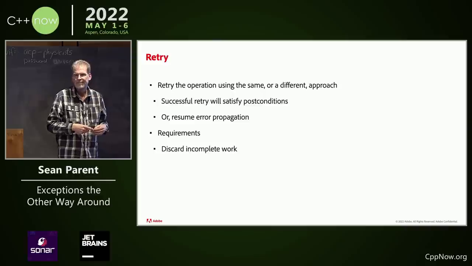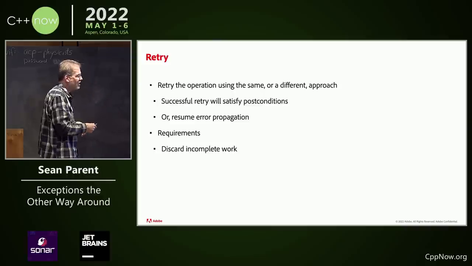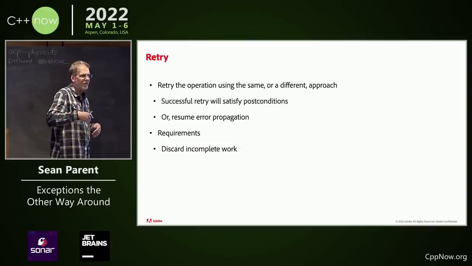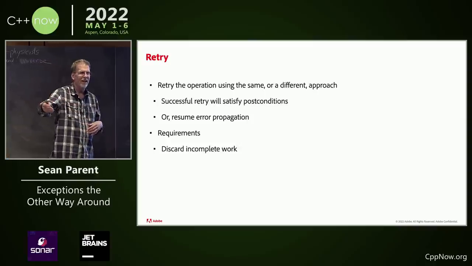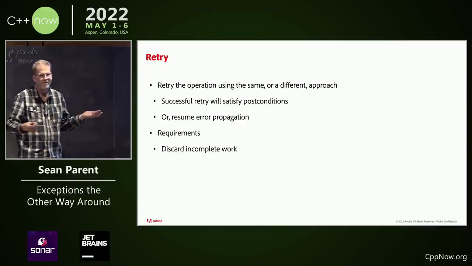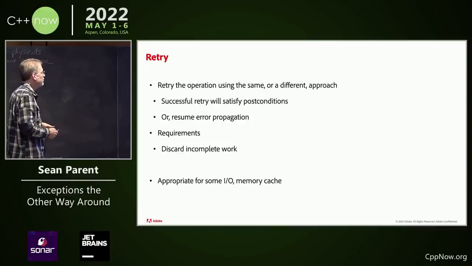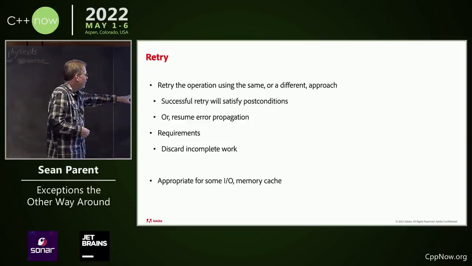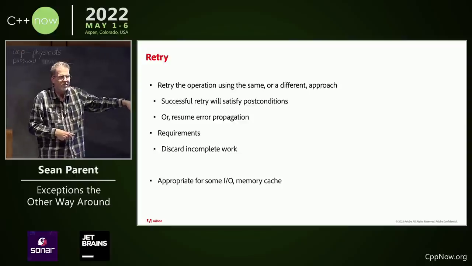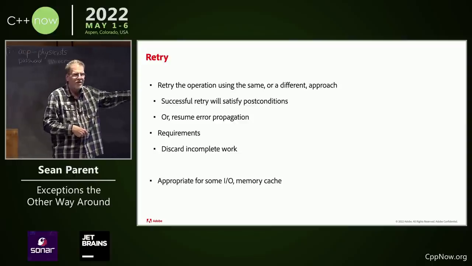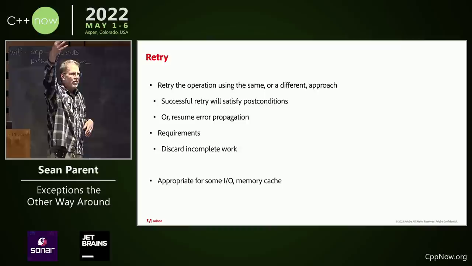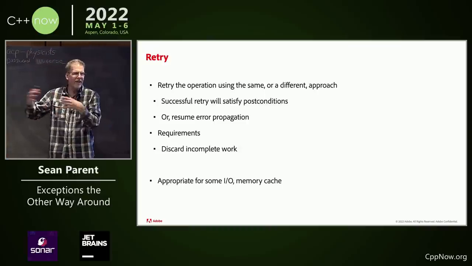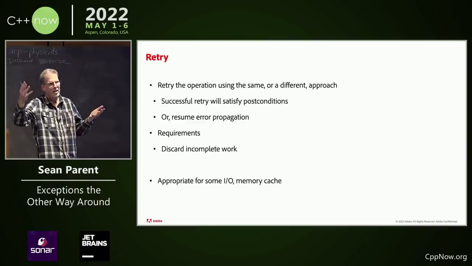Yeah. So the question was, how do you detect that you're going quadratic? And really what you're doing is you're detecting that you're exceeding n log n by counting recursion levels. Okay. So this may be appropriate for some IO operations or some memory management operations where you might want to say, oh, I threw an error because I was out of memory, so I'm going to dump a cache and retry that operation. Maybe.